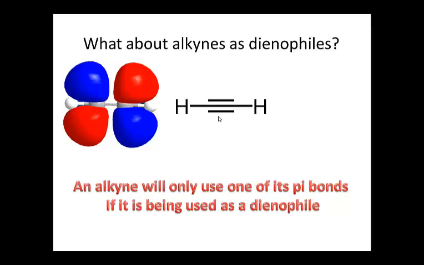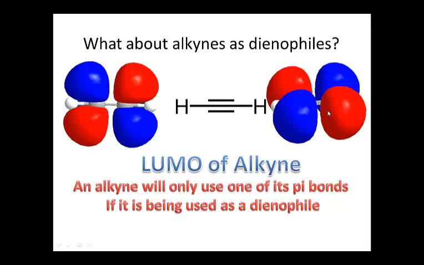So let's look at what the LUMO would look like, because again, it's the HOMO of the diene and the LUMO of the dienophile. I couldn't get my software to show both lobes at the same time, but this would be above and below here, and then the other pi bond would be like this, where one side is coming out of the screen at you and one side is going back into the screen. But again, only one of those pi bond LUMO molecular orbitals is going to interact with the diene. And so let's look at some examples.